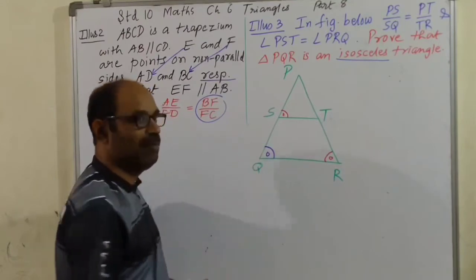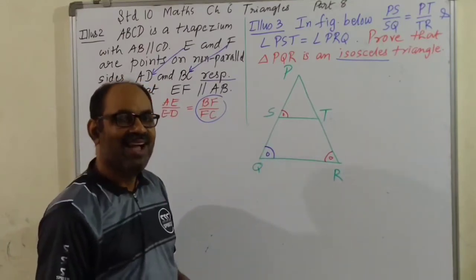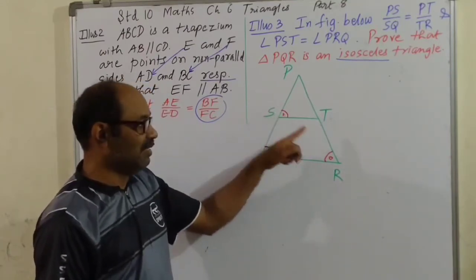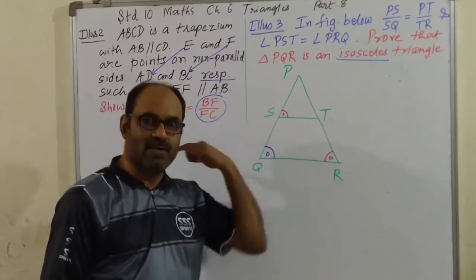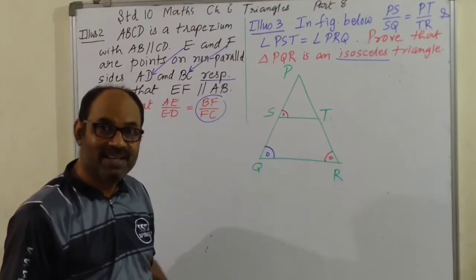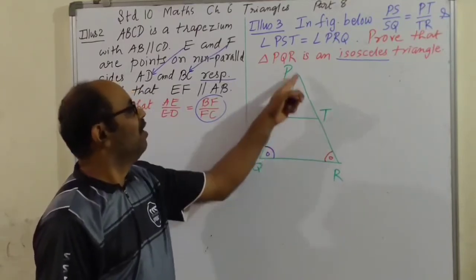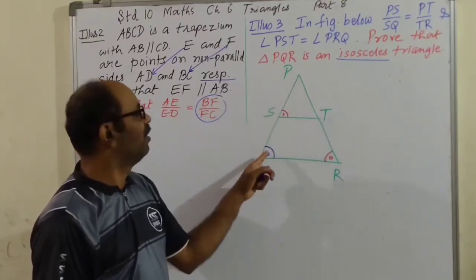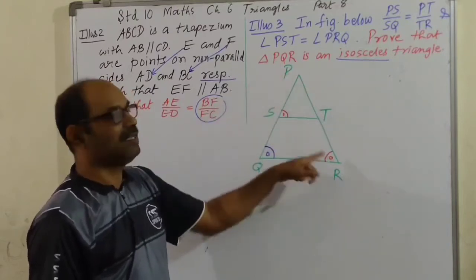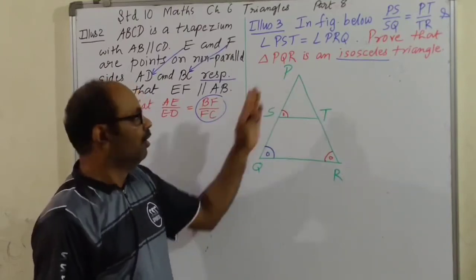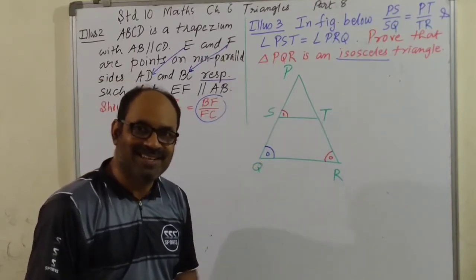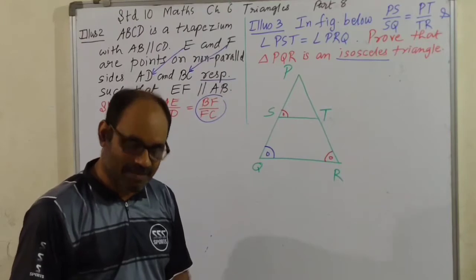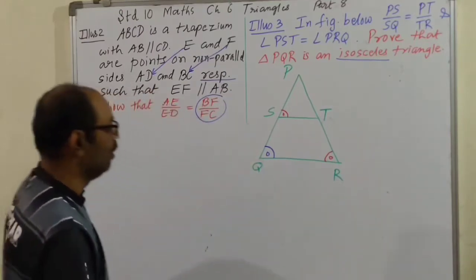I put the same symbol here for it. Are you getting me? So this angle is equal to this, and this angle is equal to this. That means these two are also equal because of transitivity. If these two angles are equal, PR, the side opposite to angle Q, and PQ, the side opposite to angle R, are equal. So PR equals PQ in triangle PQR. So it is an isosceles triangle. Are you getting me? Let's see.